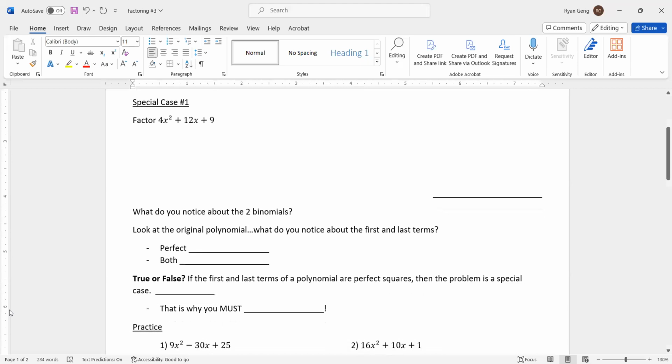What do you notice about the original polynomial? The first and last terms. Well, 4x squared is a perfect square. I can take the square root of 4 and get a good number. Same with the last term. The square root of 9 is 3. Right, so I'm going to write what I had for the answers here again, so you can see kind of what happens. Okay. The other thing is they're both positive.